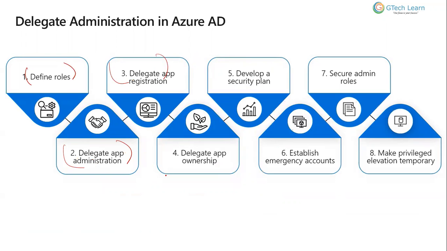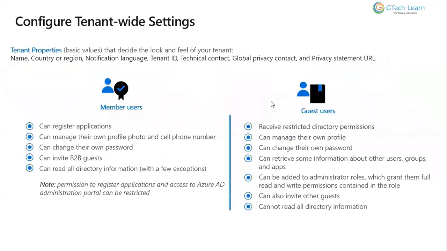That is the scenario which is deployed for the application. I give you the scenario where we are working with the user roles. If you work with the app, then you can define the role, delegate the app administration, delegate the app registration, then go with the app ownership. You can develop a security plan, establish the emergency account, secure the admin role, and make the privileged elevation temporary. That is how you can use the administrative unit to delegate things.